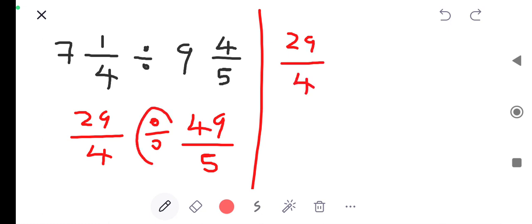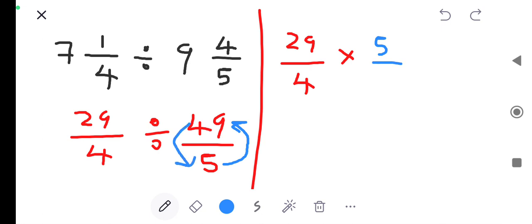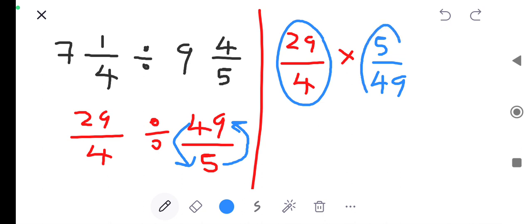Change this division to multiplication. Then you flip 49 over 5. When you flip 49 over 5, 5 will go up and become the numerator. Then 49 will come down and become the denominator. Apart from 1, there is no number that can divide both 29 and 4. Apart from 1, there is no number that can divide both 5 and 49.